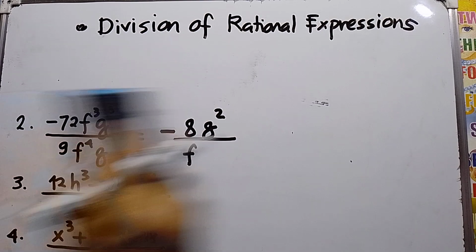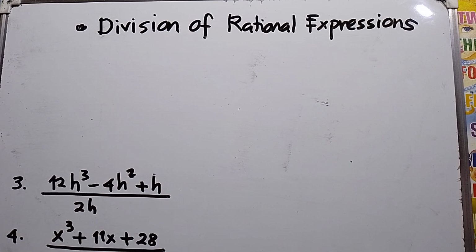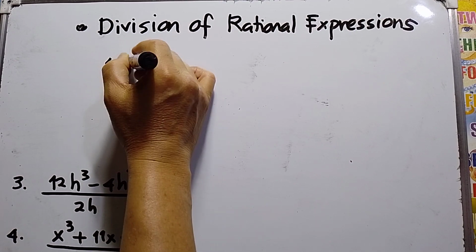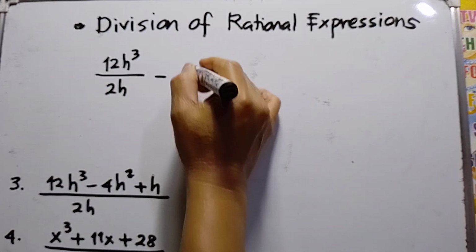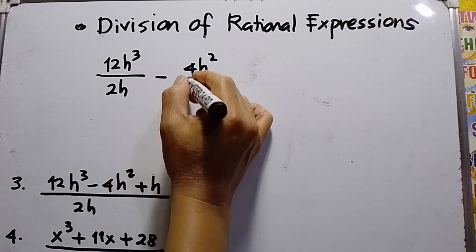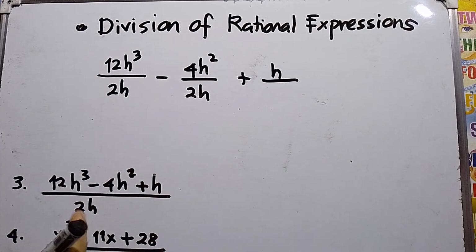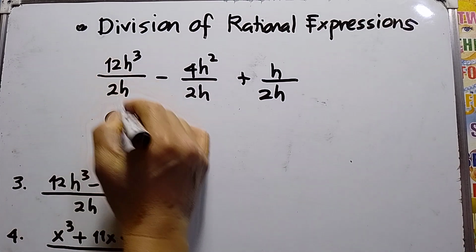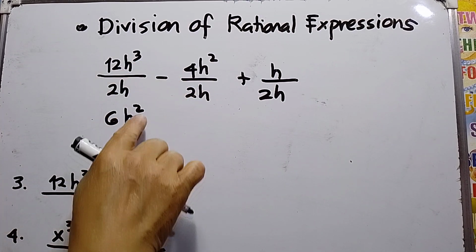Okay. Number 3. So I need to divide this one individually. So this will be 12h cubed divided by 2h, then minus 4h squared divided by 2h, then plus h divided by 2h. Okay, so 12 divided by 2 is 6. How about the variable? This will be h squared because 3 is greater than 1. So it should be 3 minus 1, h squared.